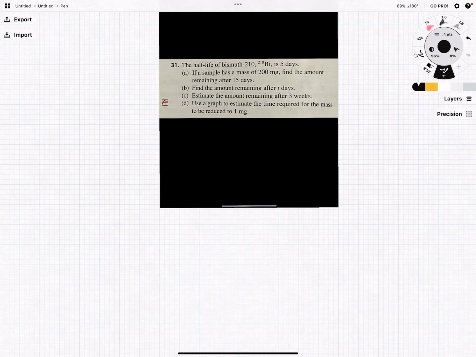This is Stewart Calculus 8th edition, section 1.4, problem number 31. So we've got a half-life problem. It's bismuth 210, and the half-life is 5 days. So we've got parts A through D. It'll be a little bit of a longer problem, but that's okay. We'll just take our time and we'll get through it just fine.